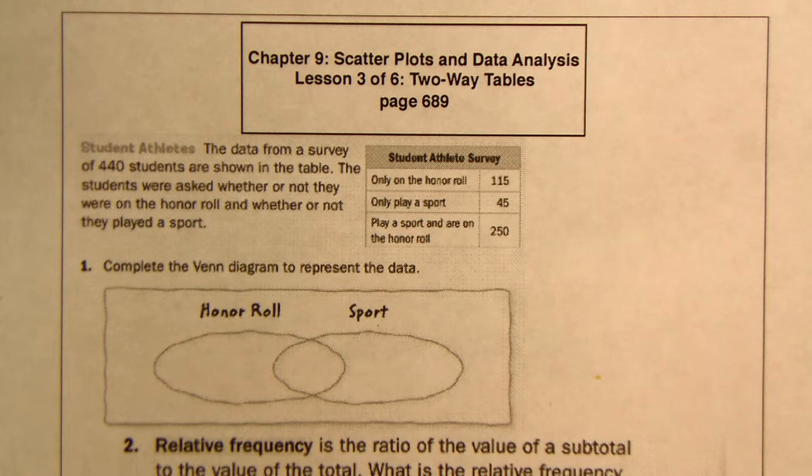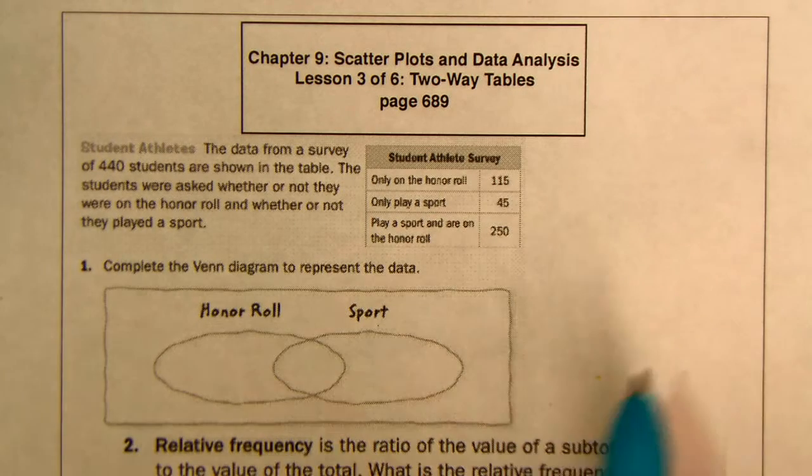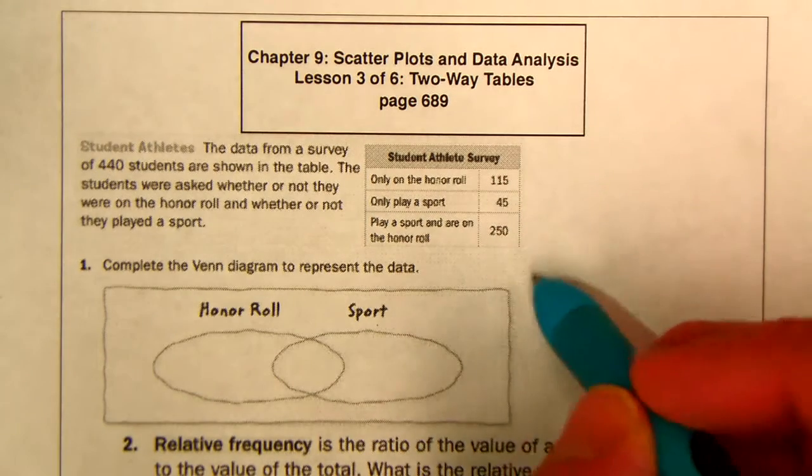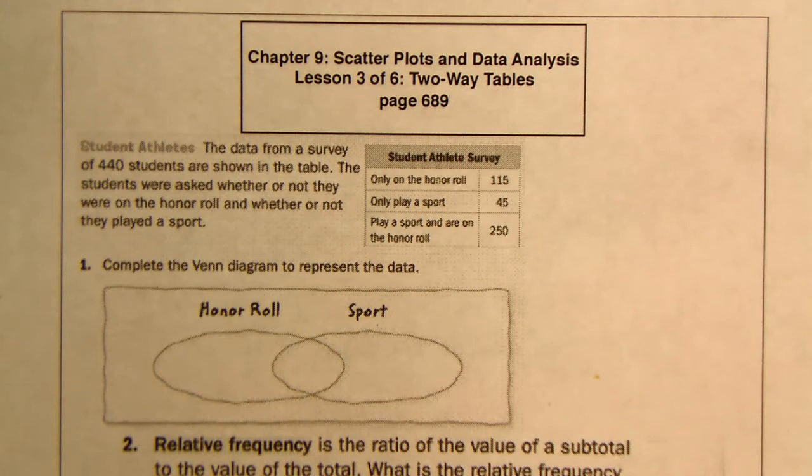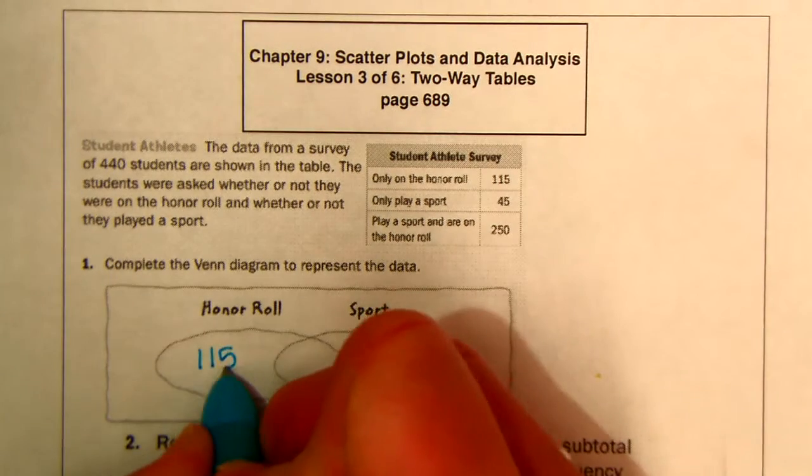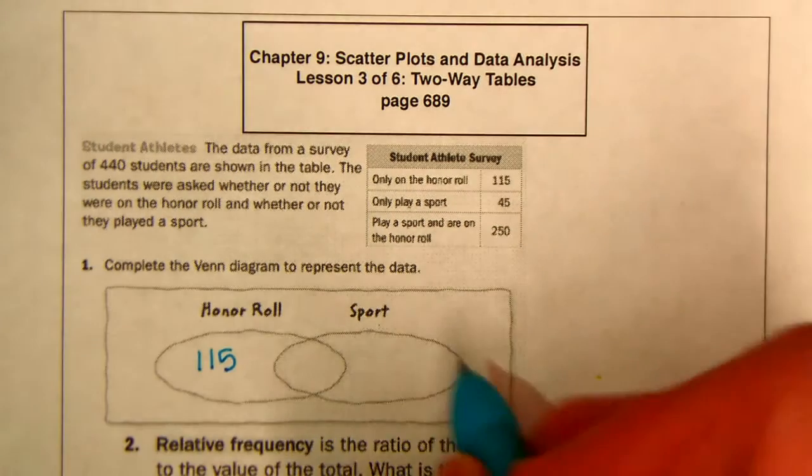We have 440 students, and they are all shown on the table. 440 of them. And they were asked essentially two questions. They were asked whether or not they were on the honor roll and whether or not they played a sport. And the results were 115 only on the honor roll. So that's 115 here. There were 45 that only play a sport. And then there were 250 that did both.